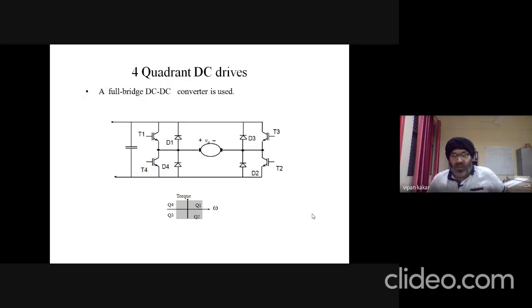So now moving further into the 4-quadrant DC drive. After the first quadrant and 2-quadrant drive, now we are dealing with the 4-quadrant DC drive. To operate this motor in 4 quadrants, we need a circuit like this. So we need 4 switches, T1, T2, T3 and T4. So this will be our armature voltage over here. And the direction of the armature current will decide what quadrant this motor is working in.